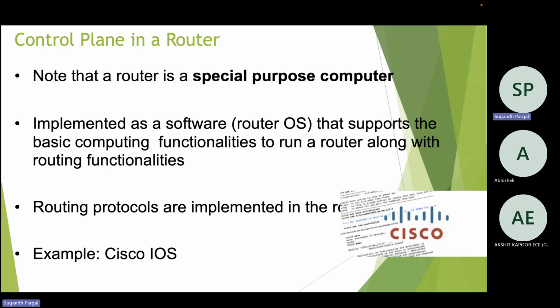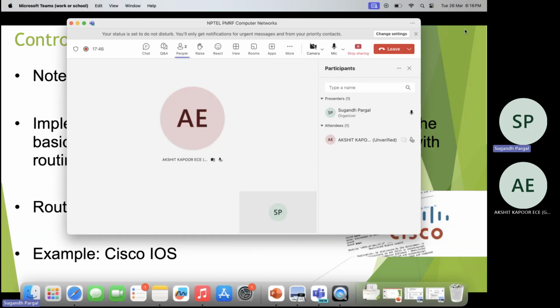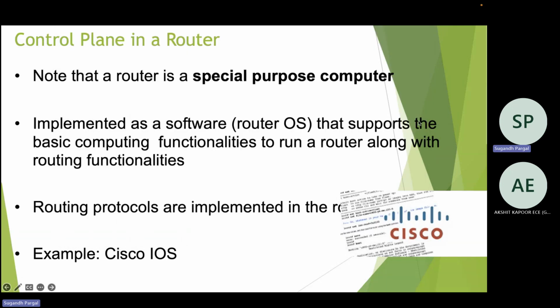So note that, what is a control plane in a router? Router is a special purpose computer. It is implemented as software, that is router OS, which is a control plane that supports the basic computing functionalities to run a router along with the router functionalities. So routing protocols are implemented in the router. For example, there is Cisco IOS, which gives us a router with a predefined architecture.